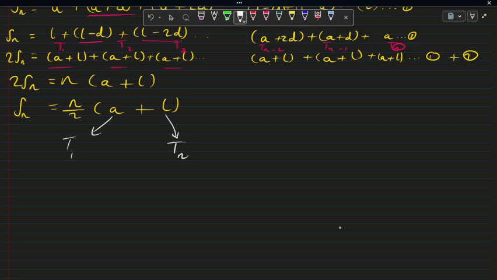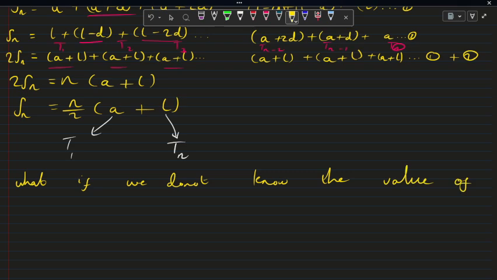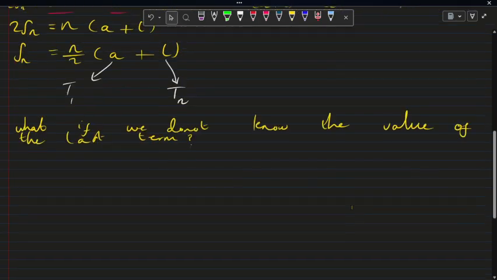Now, what if we do not know the value of the last term? Then what happens? What if we don't know the value of the last term? What then do we do in that particular situation?